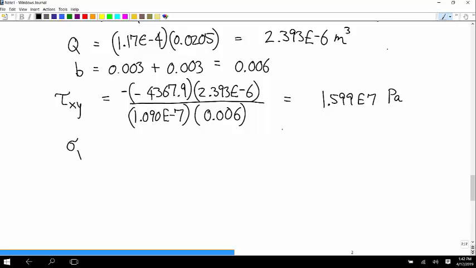So the stress tensor due to the shear force is 0, 1.599 times 10 to the 7, 0. Then 1.599 times 10 to the 7, 0, 0, zeros.